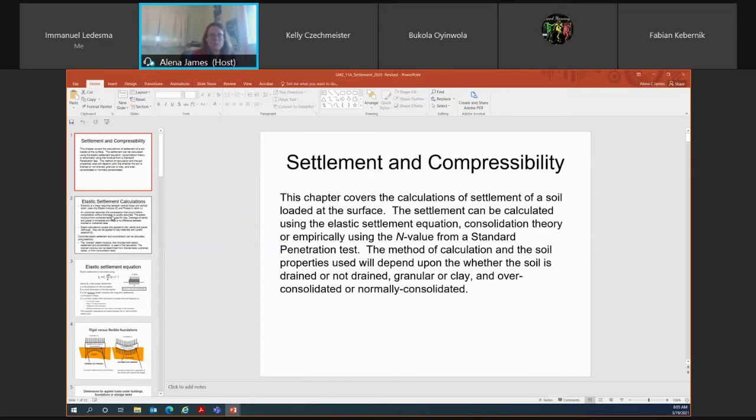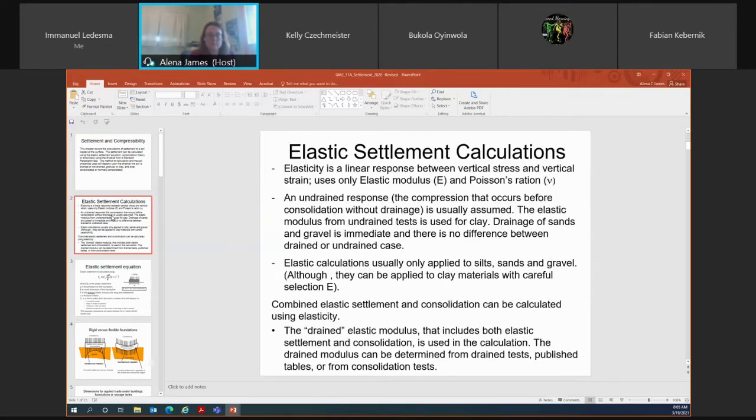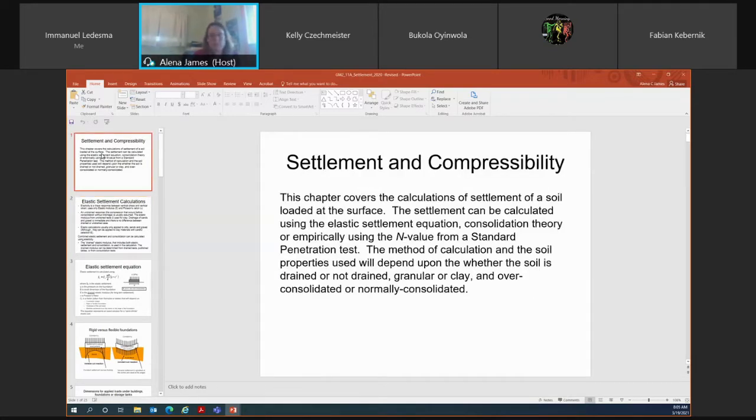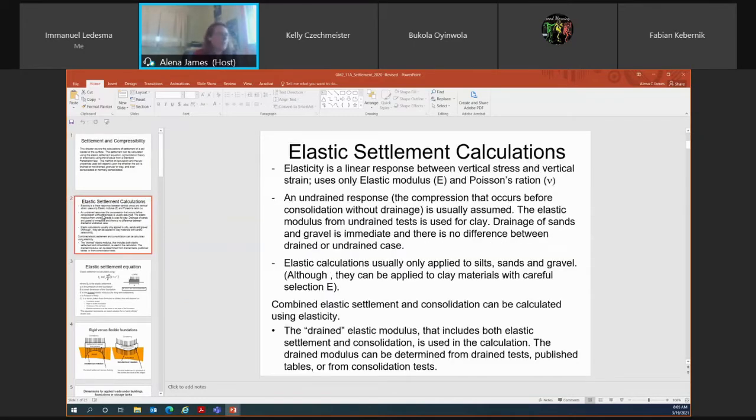Okay. I'm assuming you guys can see my screen. Perfect. Okay. The first slide is just an overview of what we'll be discussing today. So we've already gone through that. The next slide discusses elastic settlement and the elastic modulus and Poisson's ratio that you use for the different equation types. Sorry, it's an in-service day.